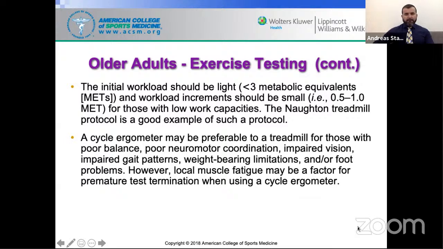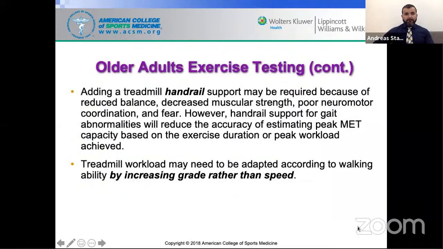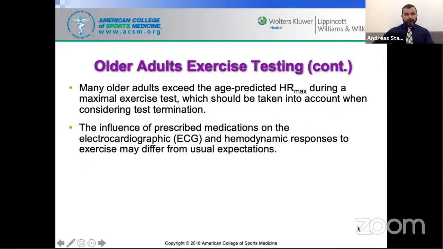We're going to talk about how we measure intensity for older adults. Include a handrail if it is important for them to stand. However, you know that whatever measurements you get will be a little bit altered because they're using the handrail. Increase grade rather than speed, okay? Because they can increase their length, but it's easier for them.